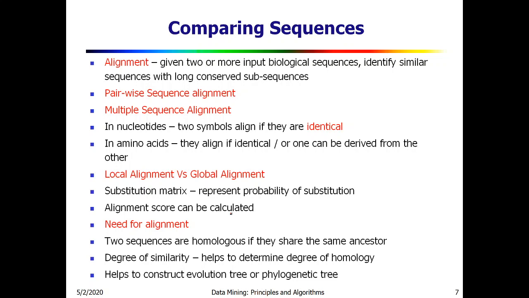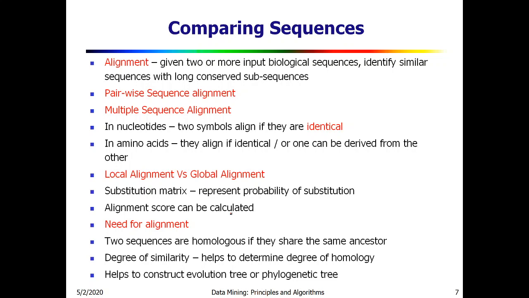So you also have local alignment versus global alignment. Using a substitution matrix, we represent the probability of a particular substitution, and we score that particular alignment and calculate the data. The greater the percentage of the sequence that is aligned, the higher the score we get. So what is the need of alignment?